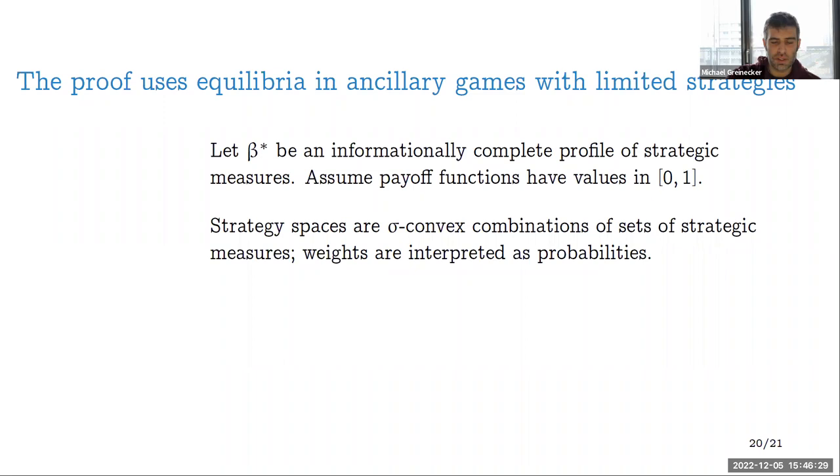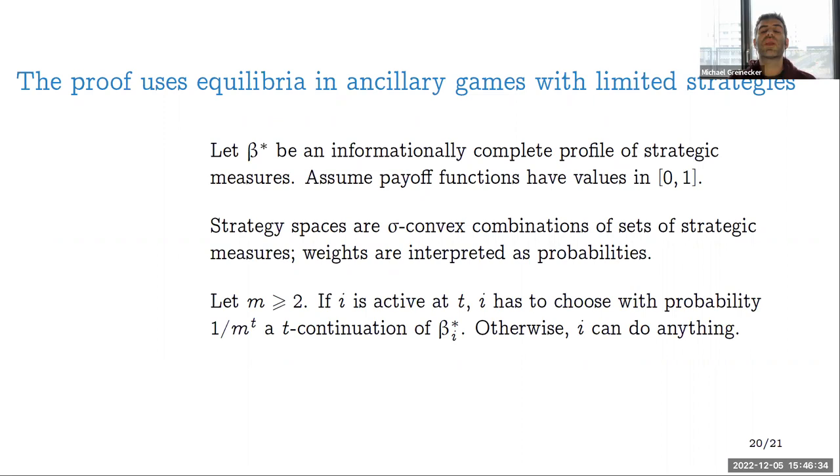So we fix some natural number m that is at least 2. And if some player is active at t, we make them choose, with a probability of 1 over m^t, a t-continuation of beta_i star. So they have to follow their strategy in this informationally complete profile up to everything before t with a probability of 1 over m^t, and then they can do whatever they want. And if m is strictly larger than 2, this will always sum to something smaller than 1. So with the remaining probability, they can do whatever they want to do. And then we're looking at Nash equilibria where strategy spaces are restricted this way.